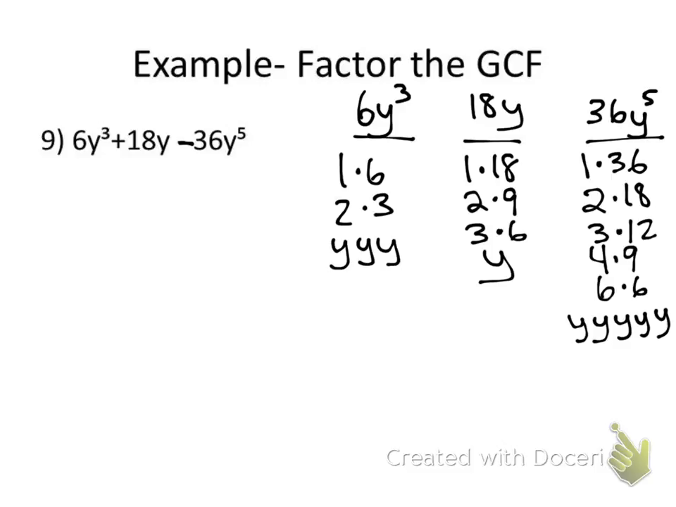I'm going to say 6. No. Yes. 6. No, 9. No, yes, 6. How many y's? Just 1. You got to go with the smallest number of y's. Good.